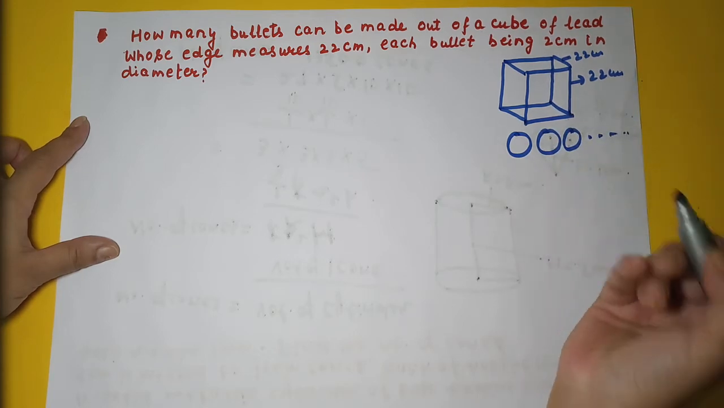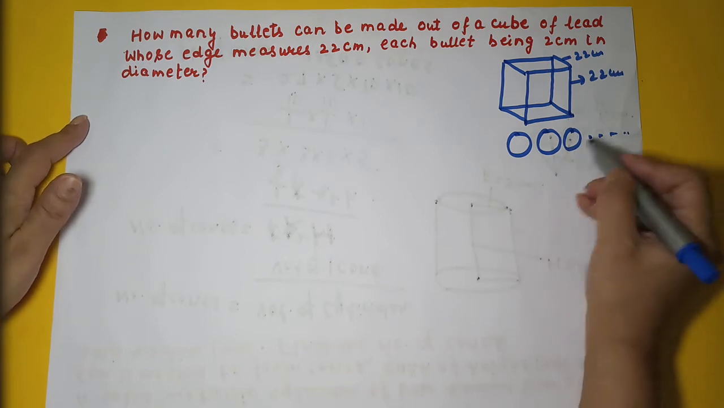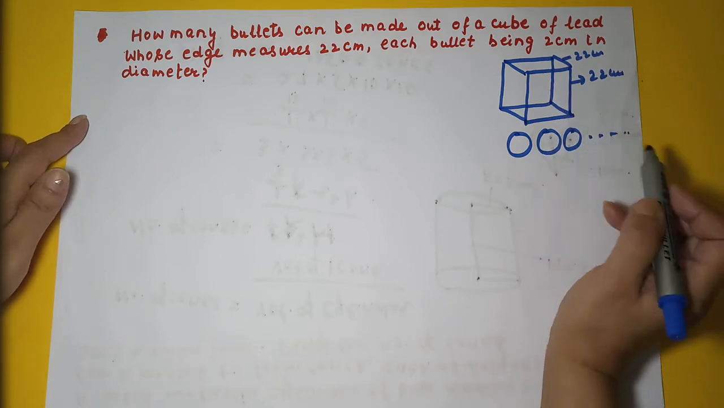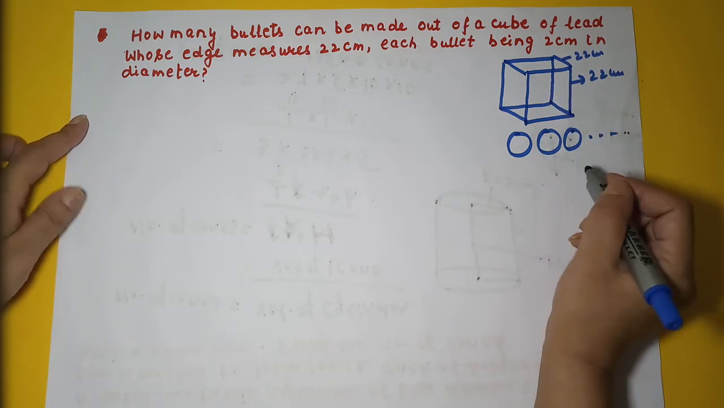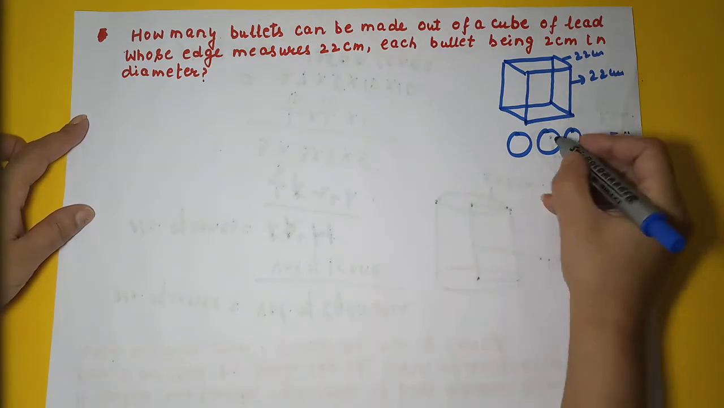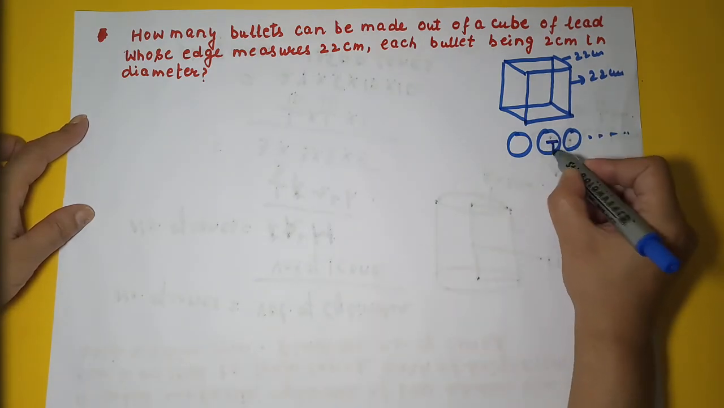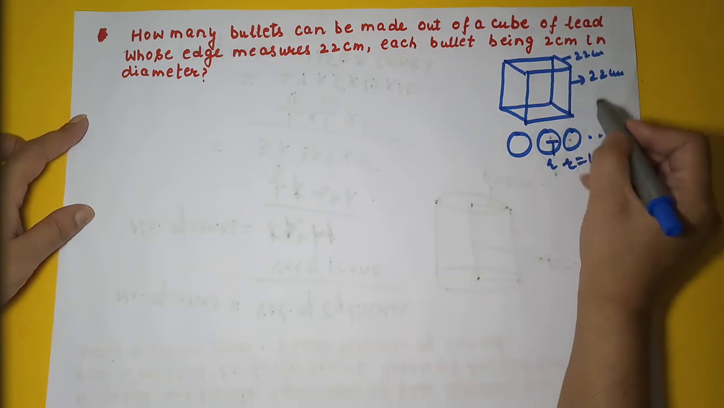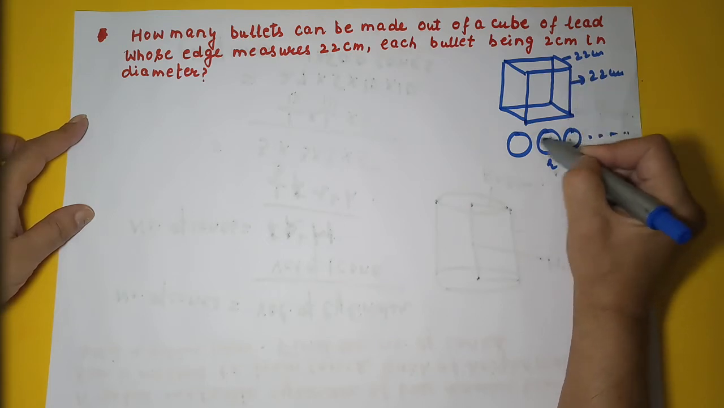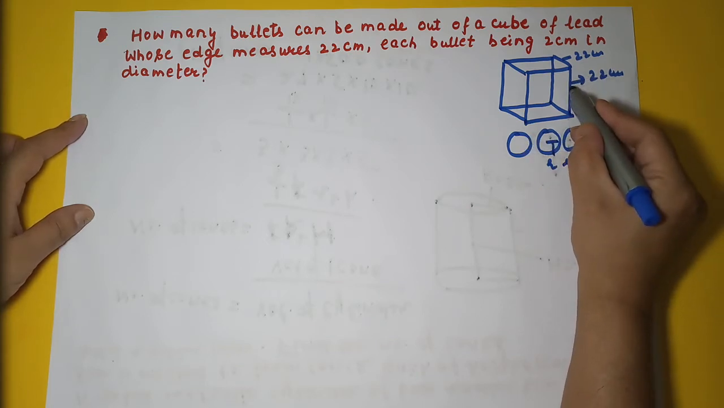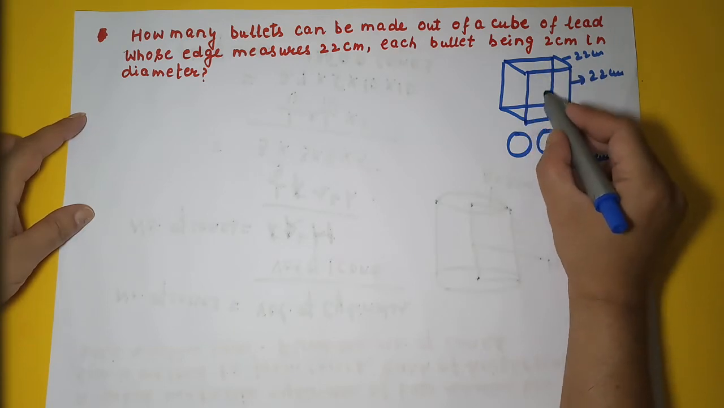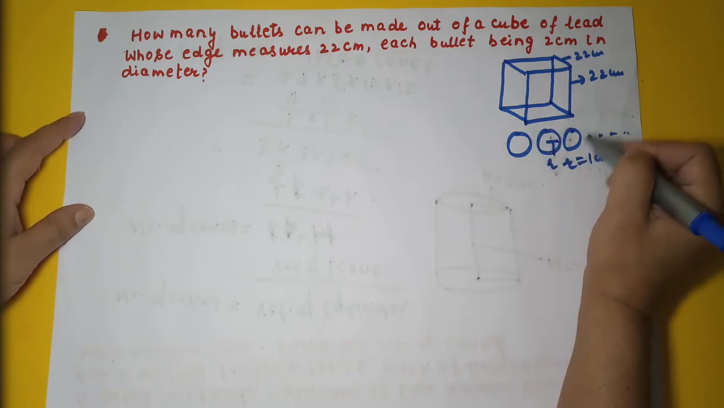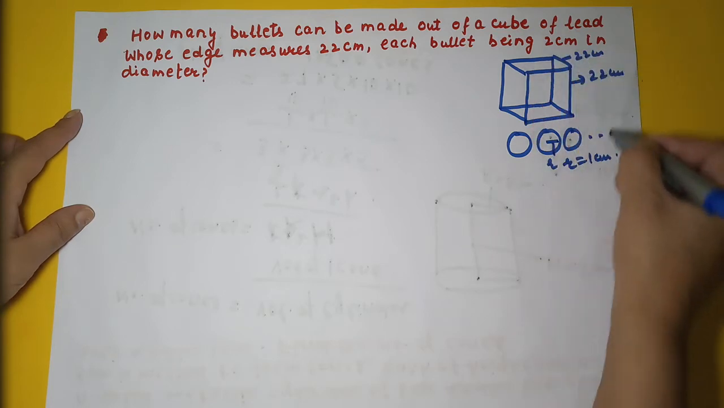We don't know the number of those lead shots. So we have to create lead shots by melting this, right? Each lead shot being 2 centimeter in diameter, so we can say that the radius is 1 centimeter, right? So what is going to remain the same whenever we melt this and convert this into lead shots? Obviously the volume, right? This entire cube is going to be melted and converted into some number of lead shots. We don't know the number, and the entire volume of this is used.